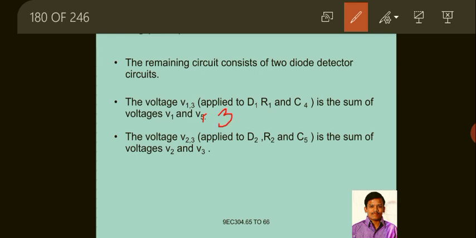So this will be V3. Therefore V1.3 will be the sum of V1 and V3 as shown in the figure, and similarly V2.3 will be the sum of V2 and V3.